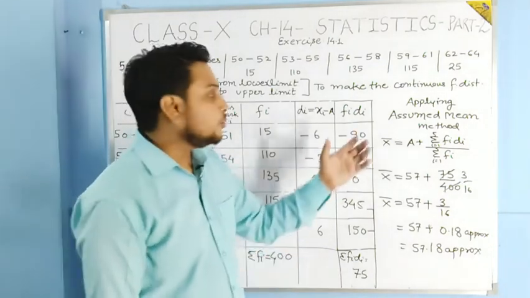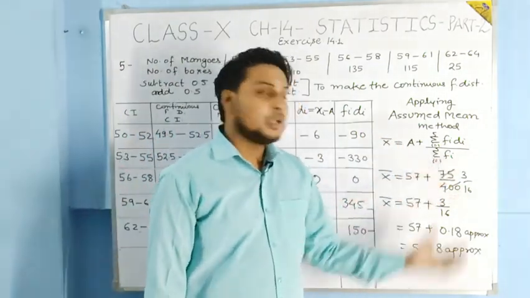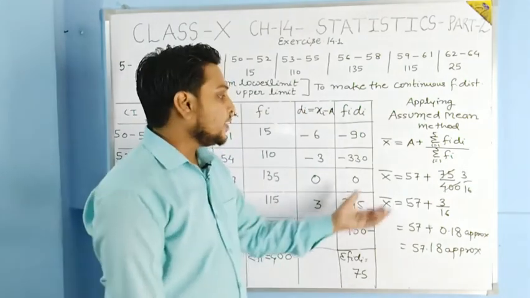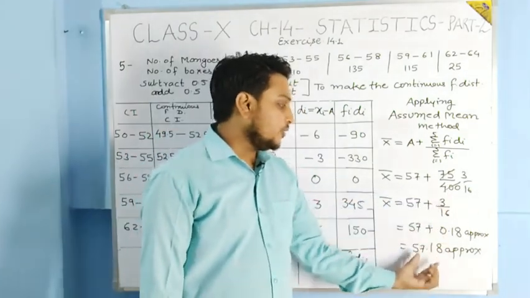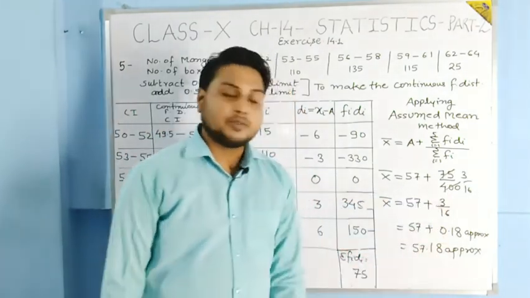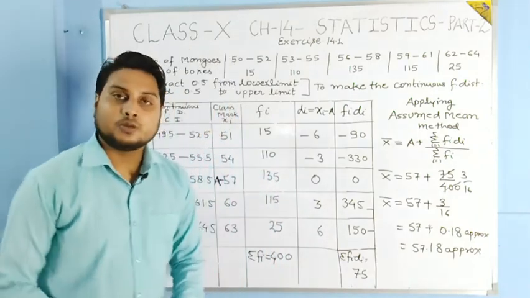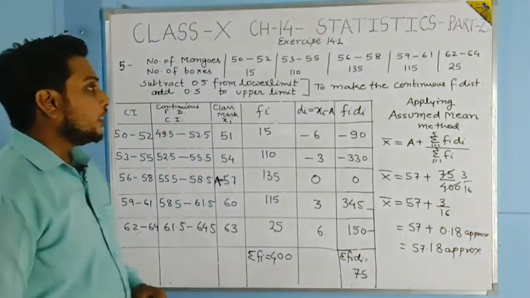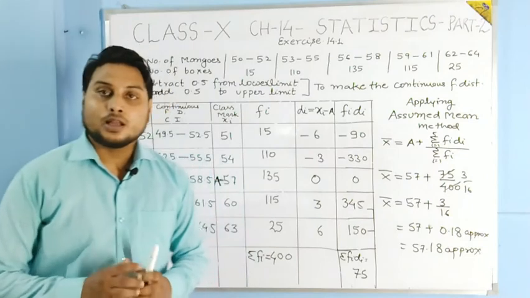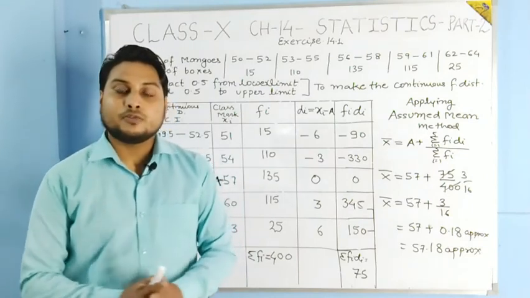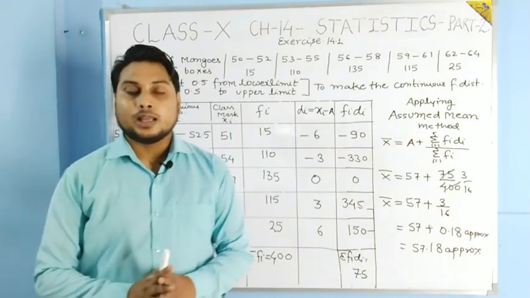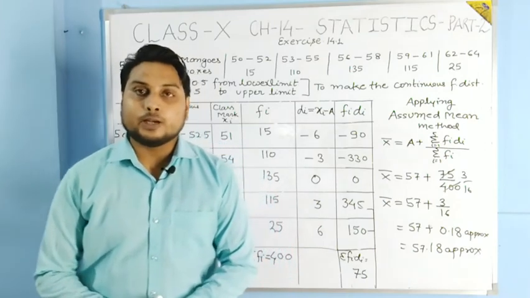By applying the assumed mean method, this is the formula of the assumed mean method. And then after solving it, we got the result 57.18 approx. So students, this is how we can solve the first exercise of NCERT exercise 14.1.